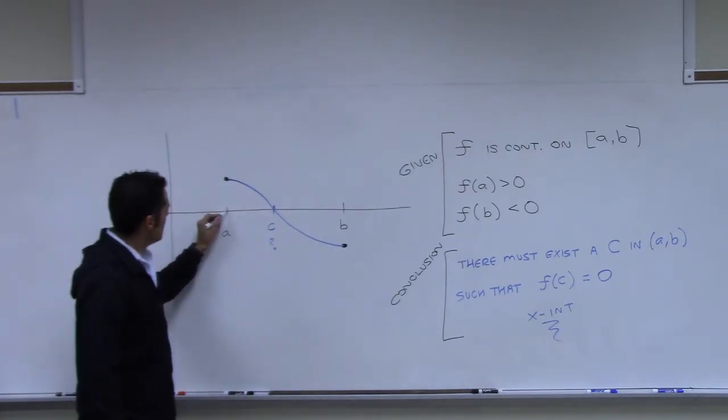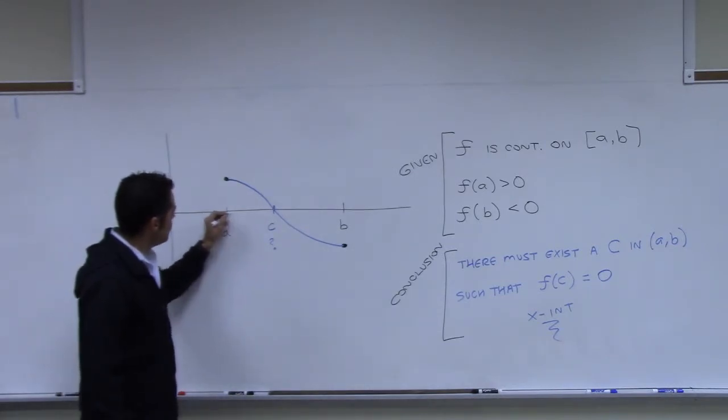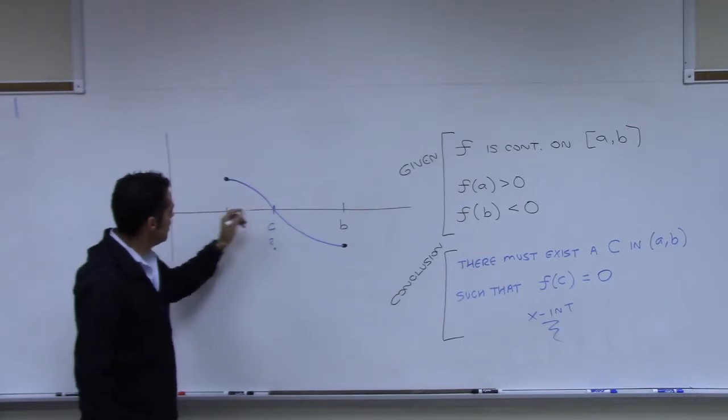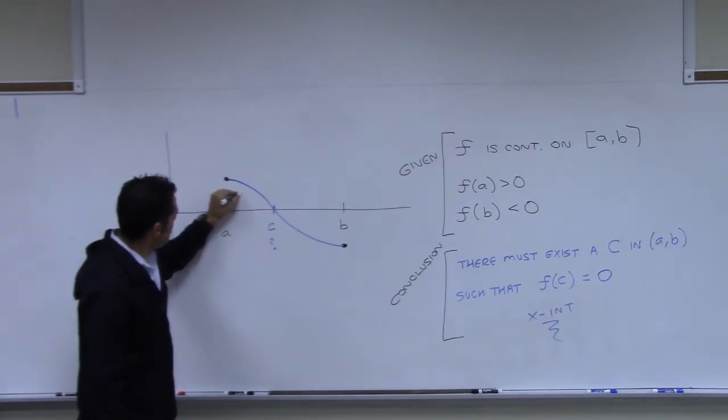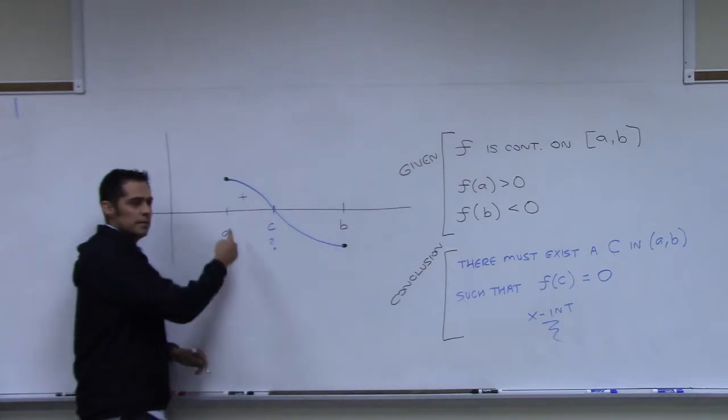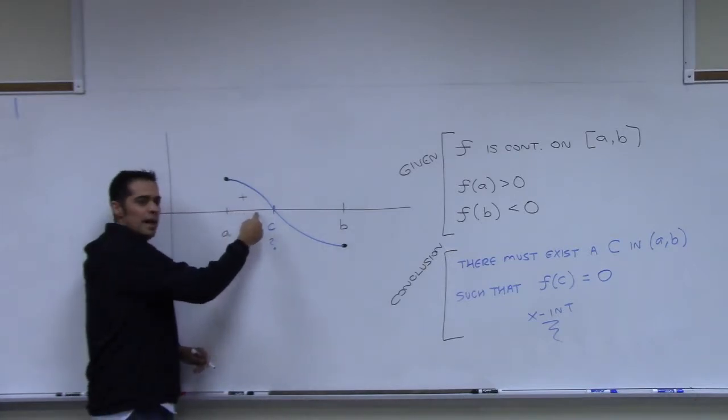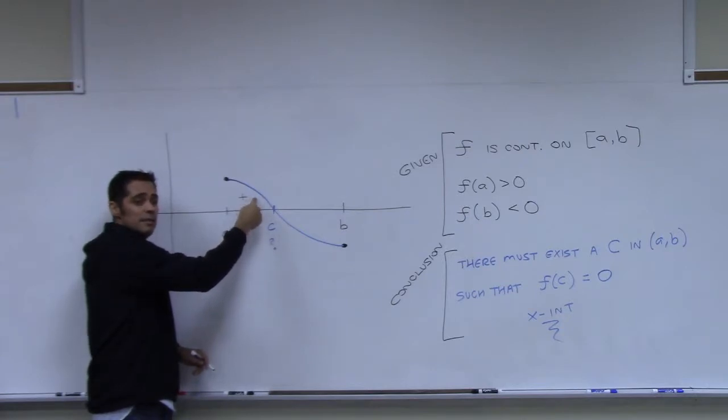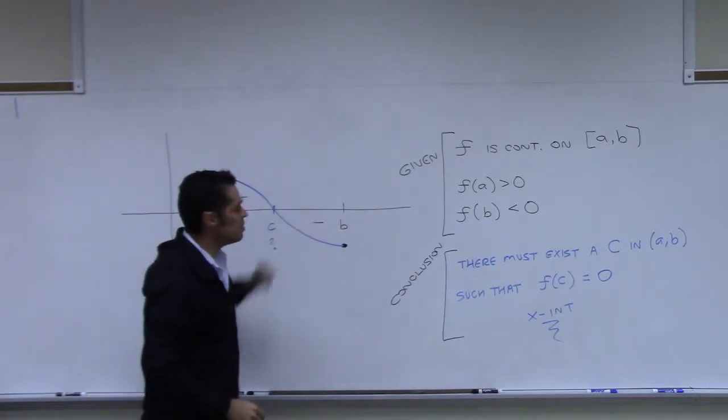I also want to point out that if you go between A and C here, look at this, all these values in here must be positive. So if I pick any value between A and C here, they should all be positive. And then if I pick any value over here, it should be negative, shouldn't it?